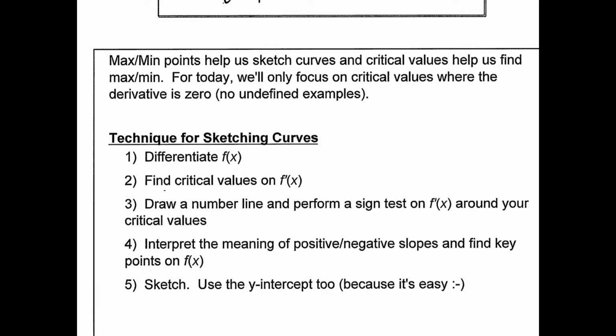First of all, we'll differentiate. Then we'll find critical values on the first derivative. And then we will make the number line and perform a sign test around each of the critical values. So we're not subbing in the actual critical values themselves into the first derivative. We're subbing numbers that are greater than or less than those values. We interpret the meaning of a positive or negative slope, so figure out where it's increasing and decreasing. And then finally sketch. And we'll use the y-intercept too, because it's easy to find the y-intercept, especially on a polynomial.